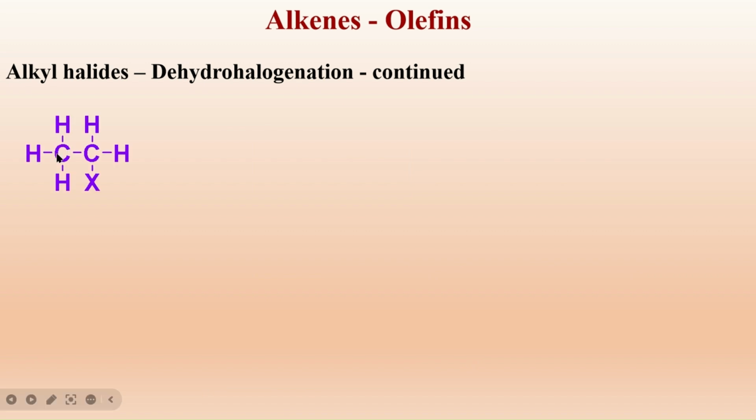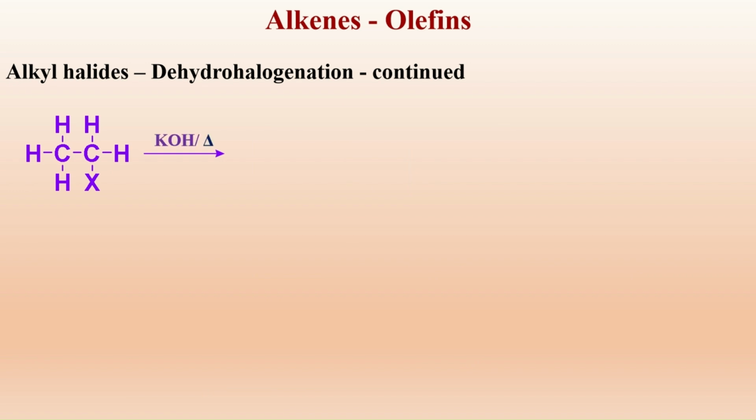I take ethyl halide. Halide is represented as X, a halogen, and this X may be either bromine or iodine. Why bromine or iodine? They are better leaving groups. Why are they better leaving groups? Because they are bulkier than other halogens.